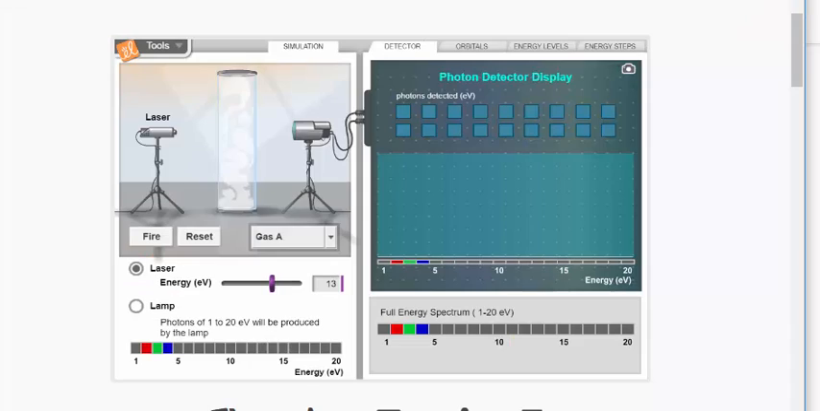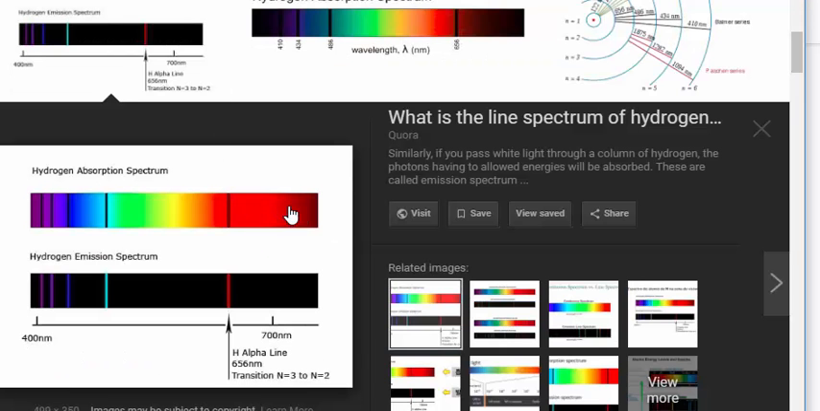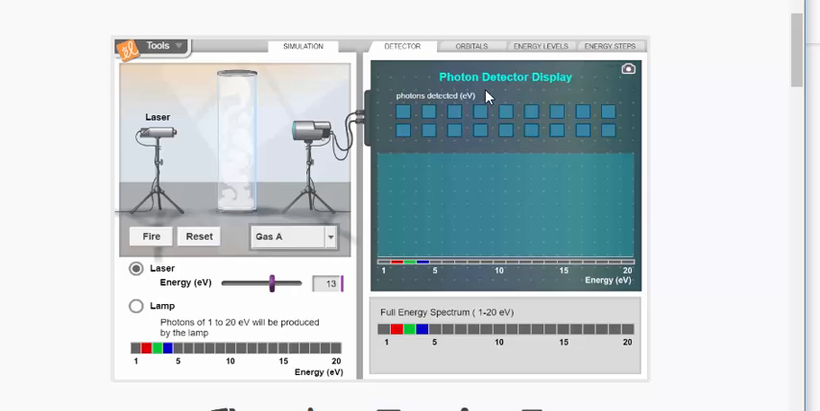Okay? So when you are on the photon detector display, any that are missing, that means it was absorbed, and any that are here means it went through. Okay, so if it went through, that would be the rest of the colors here. The goal is to connect the absorption spectrum to the energy levels. That was the goal of this again.